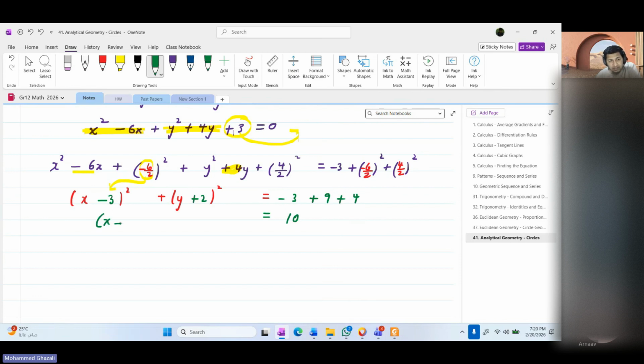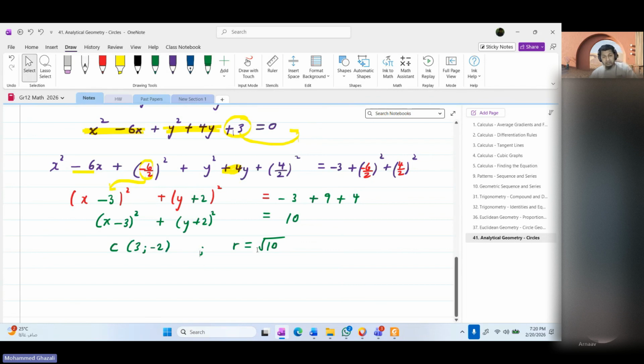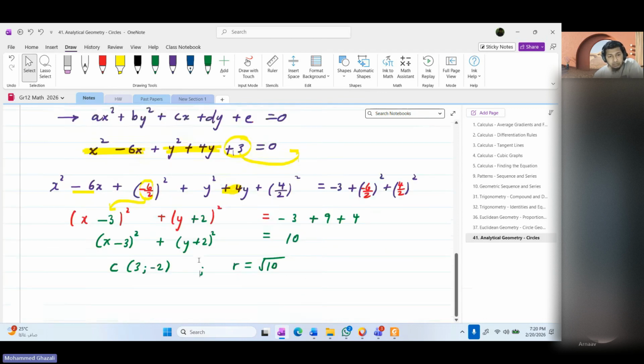And this is x minus 3 all squared plus y plus 2 all squared is equal to 10. So clearly the center is 3 and -2, and the radius is equal to the square root of 10. Okay, so the center is 3 and -2, and the radius is equal to square root of 10. Any questions, guys? Right, we'll do one more example.